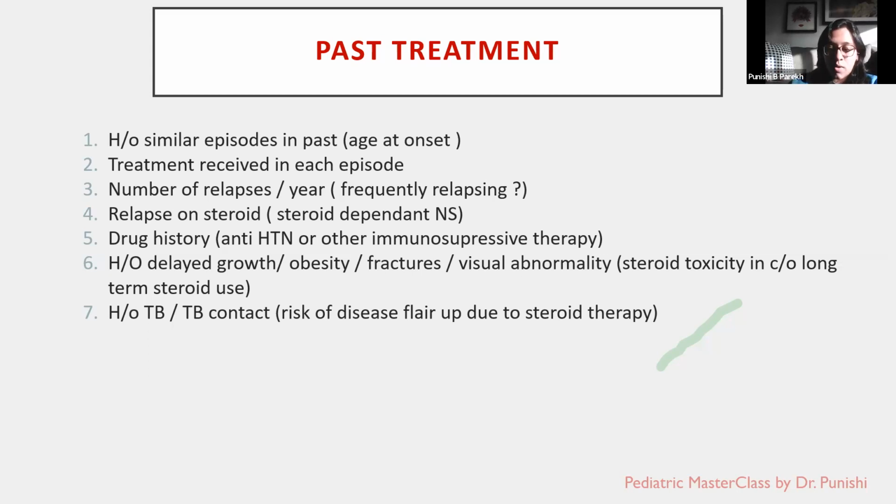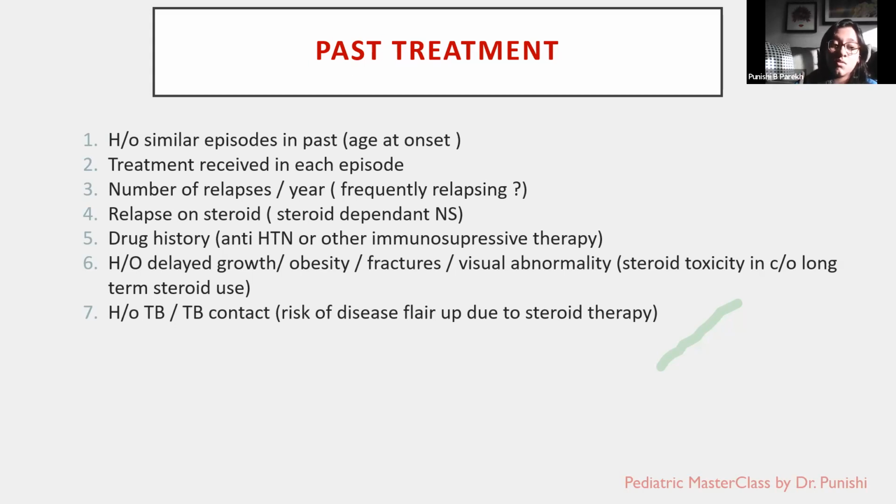If it's more than 12, then again it starts having features of atypical nephrotic. So my line of investigation, my treatment will slightly vary as compared to minimal change disease as a classic nephrotic syndrome. So what is the age of presentation? How many episodes or how many relapses have occurred in the past? What was the treatment received in each episode?